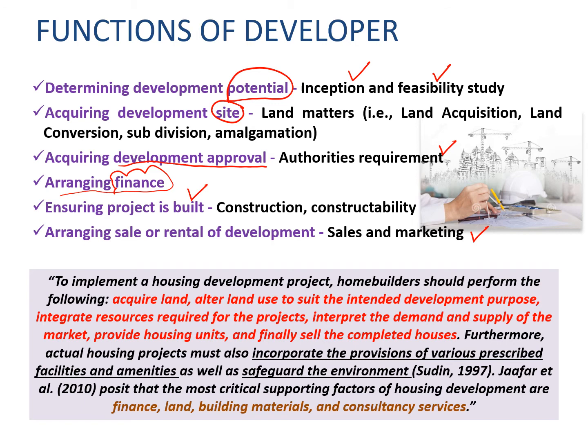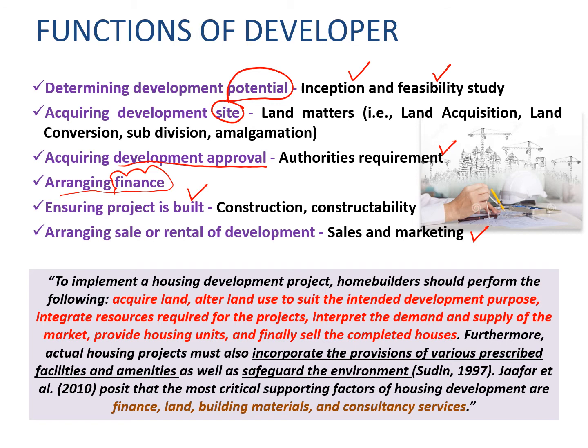All right, to implement a housing development project, home builders should perform the following: acquire land, alter the land use to suit the intended purpose, integrate resources required for the project, interpret the demand and supply of the market, provide housing units, and finally sell the completed house. Right? So not only that, an actual housing project must also incorporate the provision of various prescribed facilities and amenities, as well as safeguard the environment.